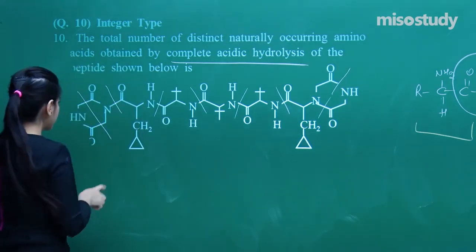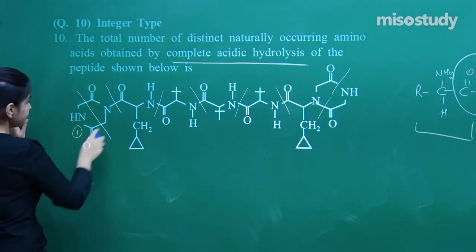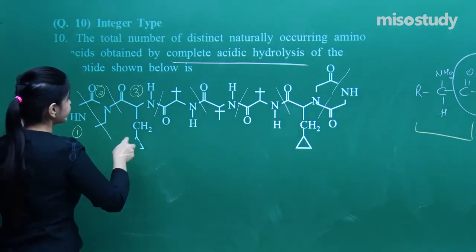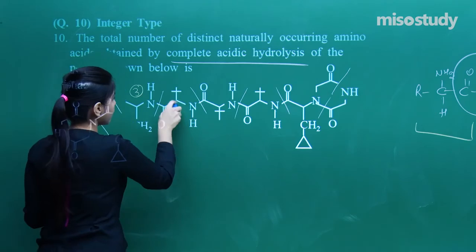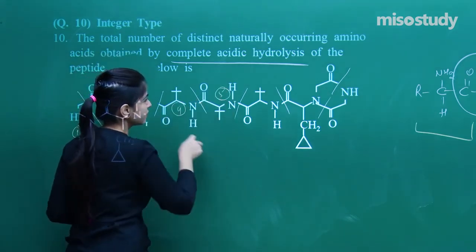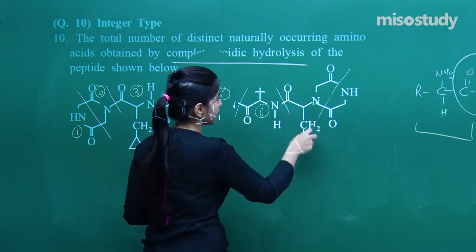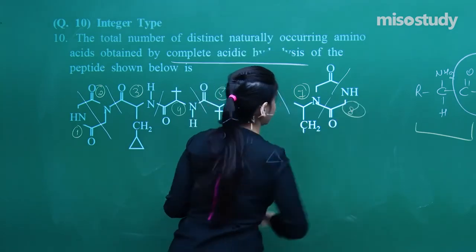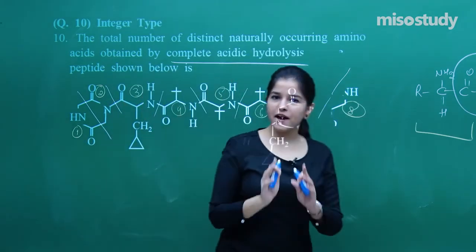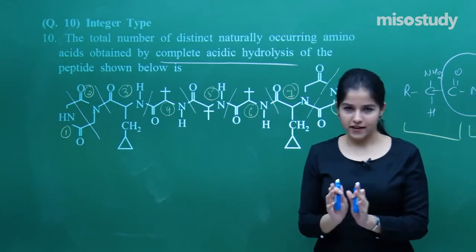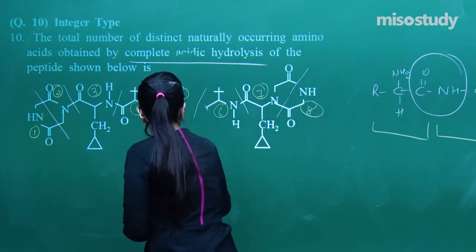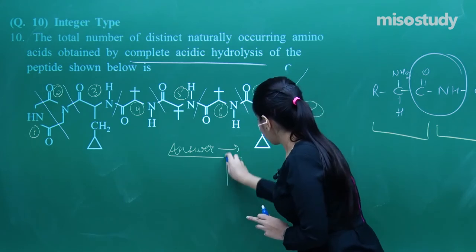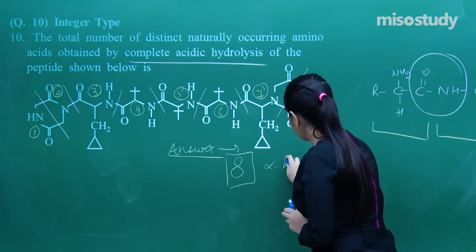So let us just count. We have this one as 1, this as 2, now this as 3, now this as 4, then 5, 6, 7, and I've got 8. That means finally I've got a total of 8 amino acids. So the integer answer to this question is 8. So 8 alpha amino acids have been attached.